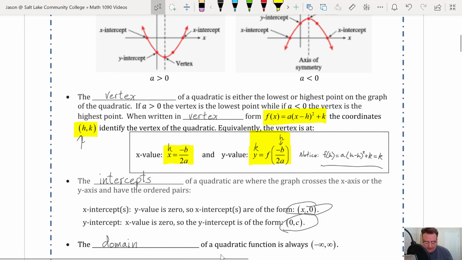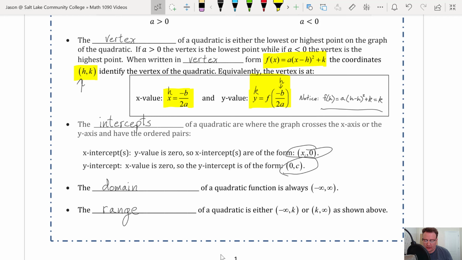Okay, the domain of a quadratic function is always negative infinity to positive infinity. And so there's no restrictions on the domain of a quadratic function. The range of a quadratic function, however, is not going to be all real numbers. It's going to be from negative infinity up to some point, if you have a parabola that opens downward, right? Or from some point upwards, so from some k to positive infinity if you have a parabola that opens upwards.